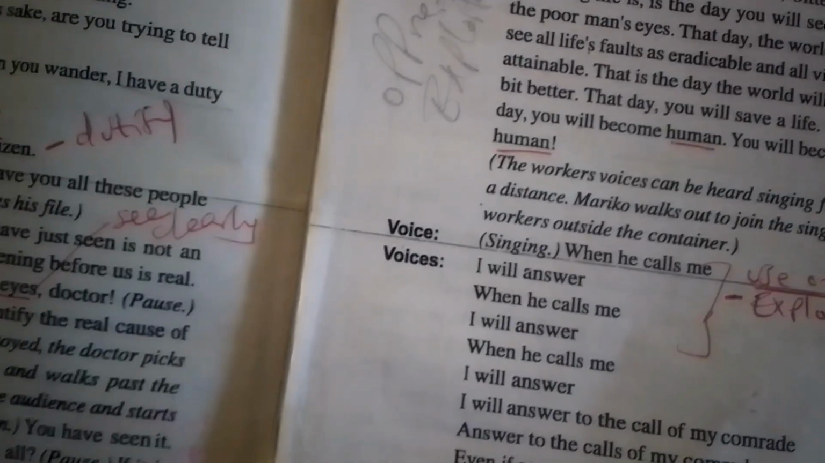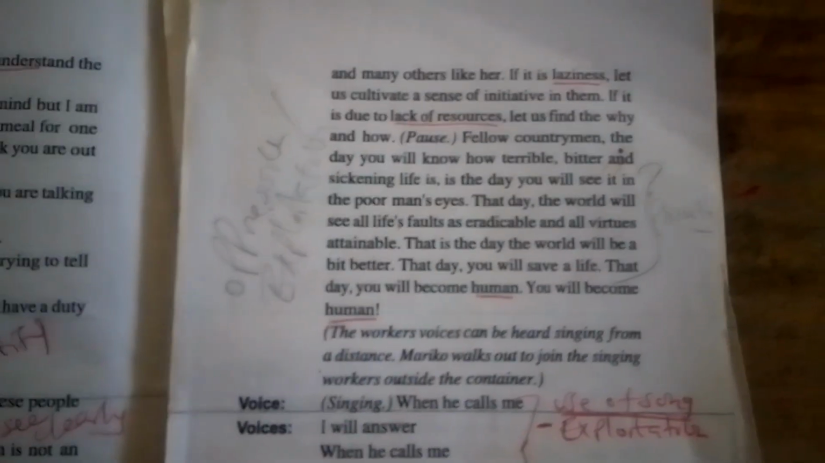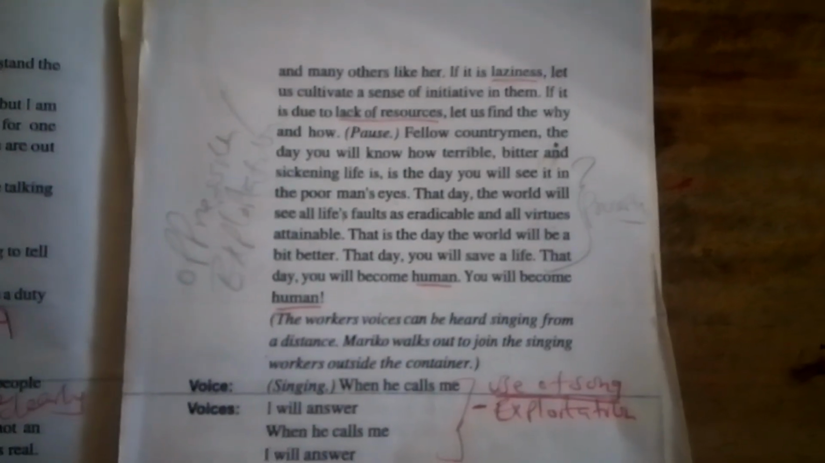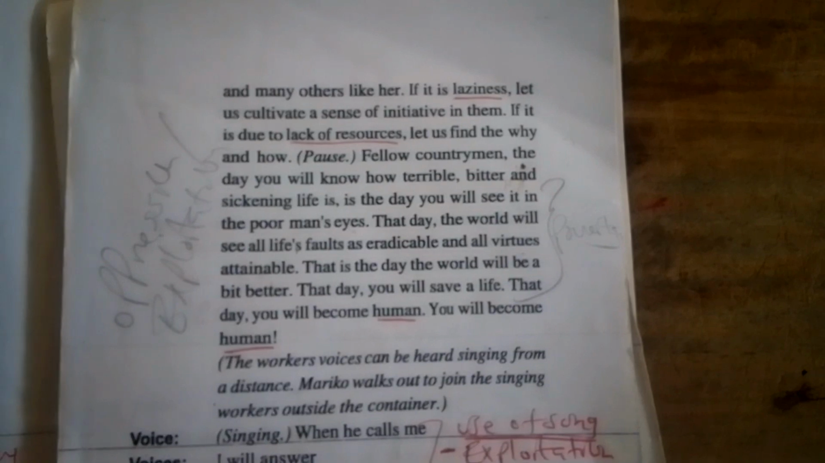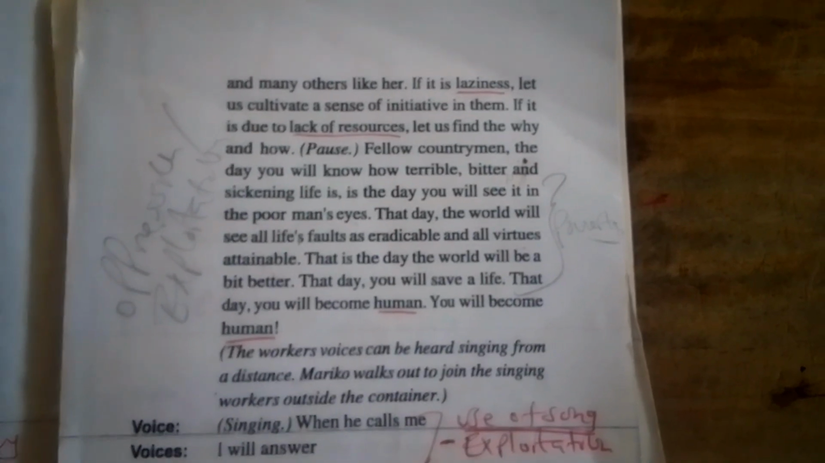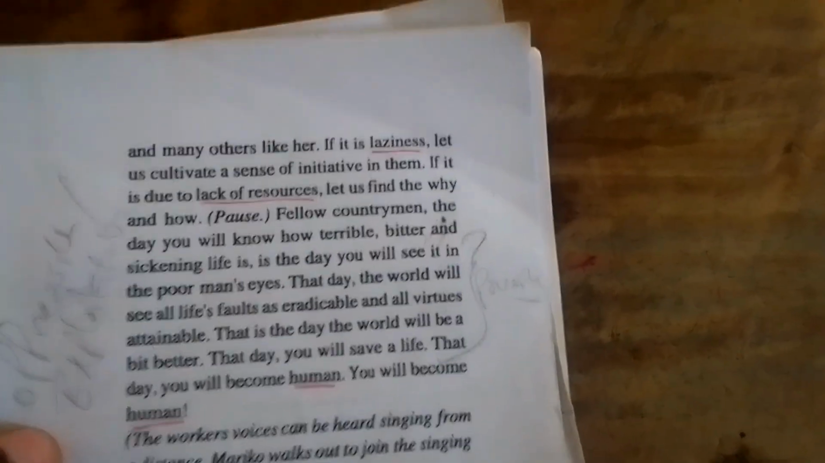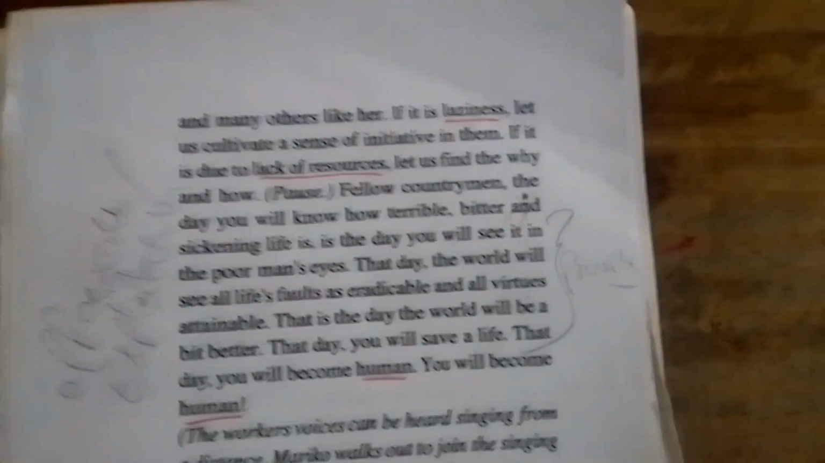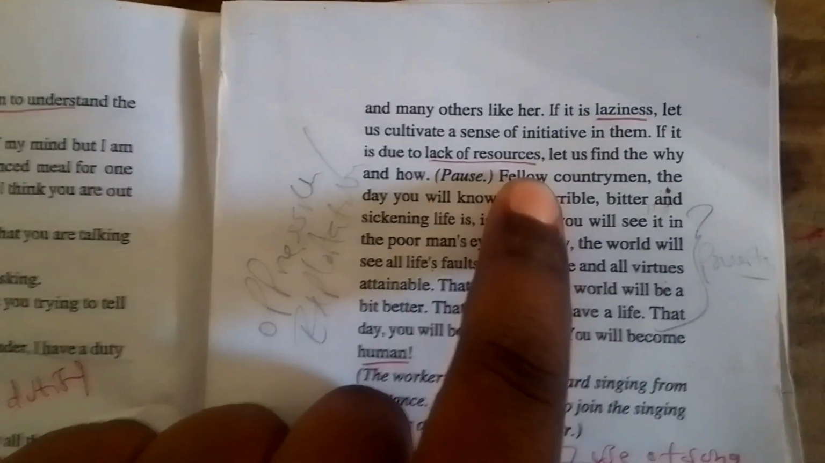And then let me see if there is another rhetorical question, because apart from repetition, rhetorical question is also mostly used at this level. Let's see whether it is there. I think rhetorical question is not here, but I think the other style that I told you, direct address, is here. "Fellow countrymen." He's addressing the countrymen or the citizens directly. So that is direct address.